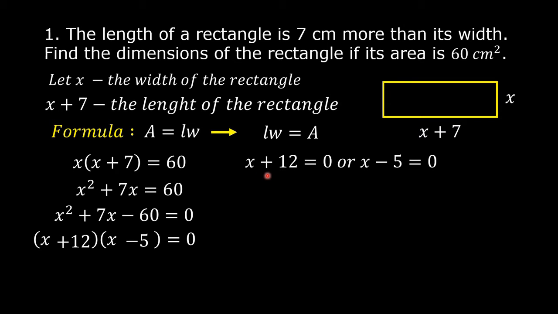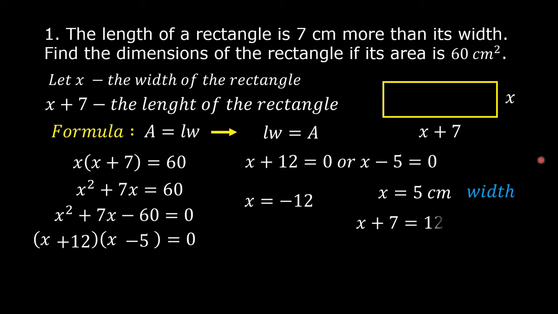Solve for x. Transpose positive 12 to the other side and change its sign from positive to negative. We have now x is equal to negative 12. Transpose negative 5 to the other side, change its sign from negative to positive. We have now x is equal to 5, and this is in centimeters. This is the width of the rectangle.